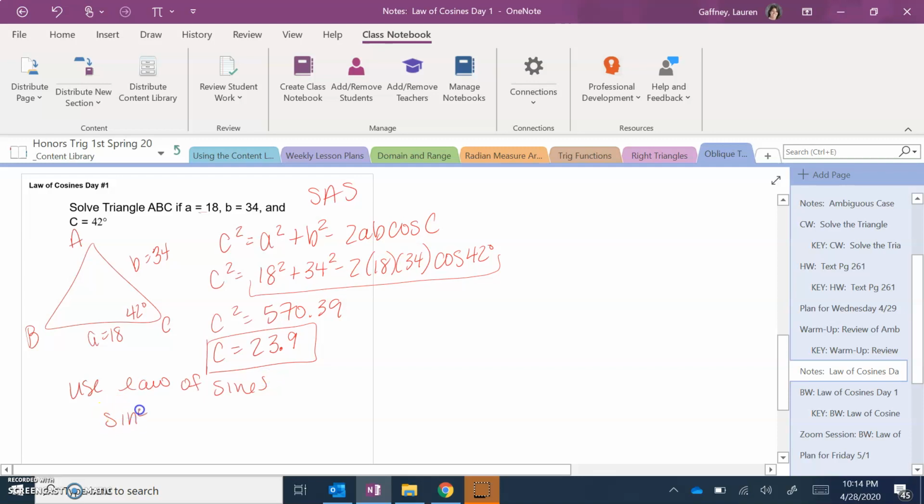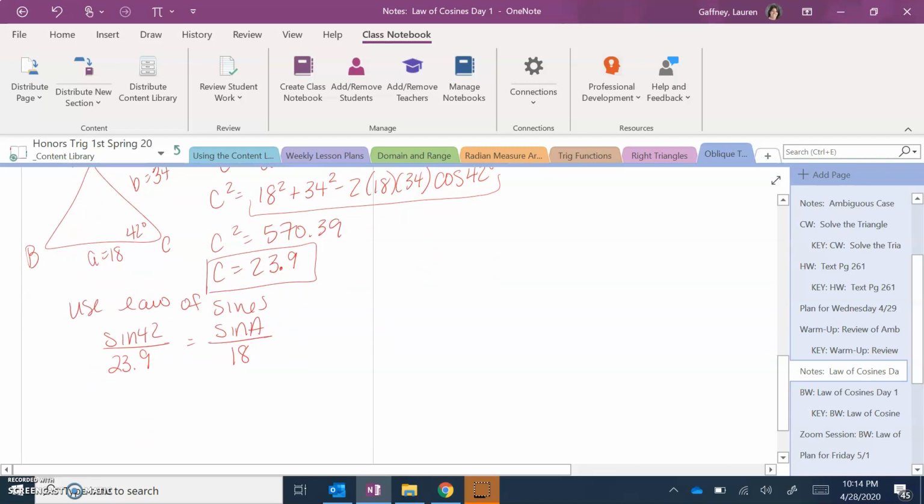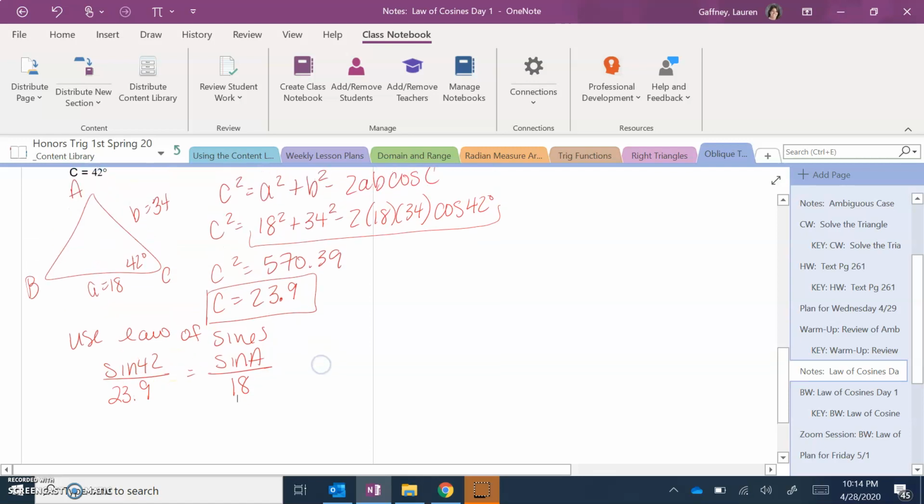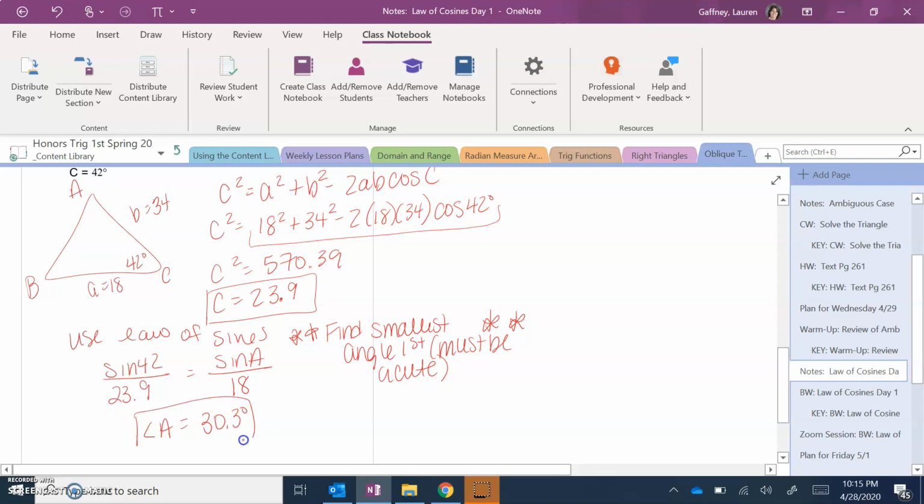Okay. So sine of 42 over 23.9 equals sine of A over 18. It doesn't matter if you do A or B, just pick one. Okay, when you cross multiply, actually, I lied there. Sorry, total side note: you want to find the smallest angle first, and it must be acute. I will elaborate on that more in office hours on Thursday also. So when you cross multiply and solve, you should get that angle A is 30.3 degrees. From there, you can subtract from 180, and angle B is 107.